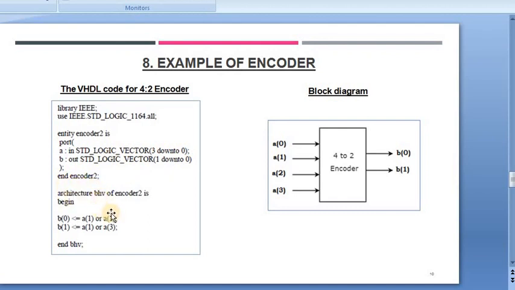The architecture part covers the basic logic as shown for the final outputs B0 and B1. These inputs A0 to A3 are encoded with logical OR logic to form B0 and B1. In this way, the architecture is closed and the VHDL code completes for this encoder. I hope you now have an understanding of this topic of encoder. Now let's move to the next slide for the study of decoder.